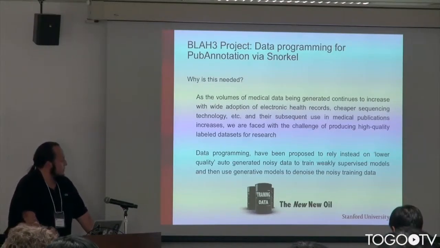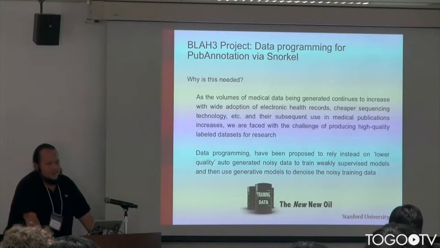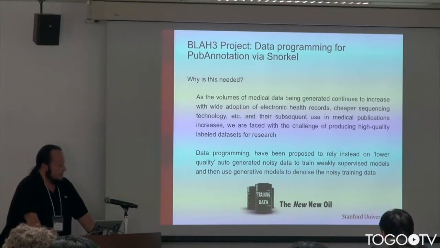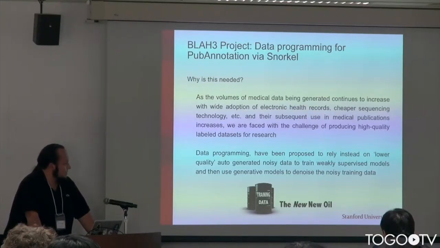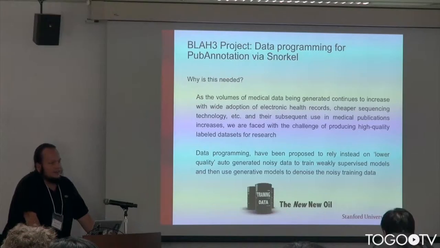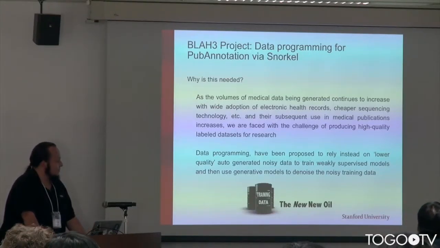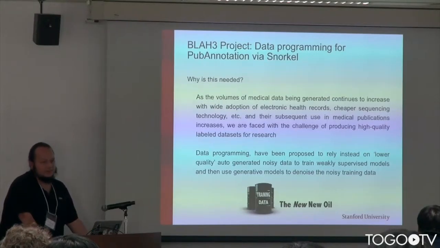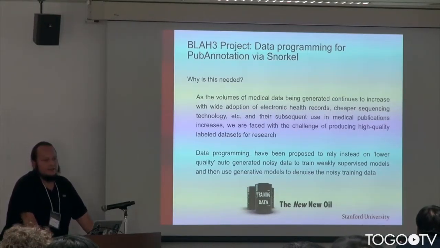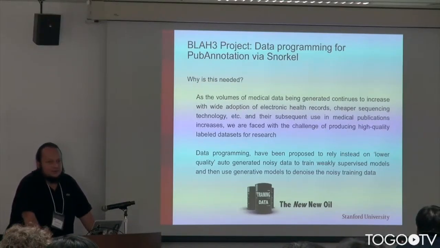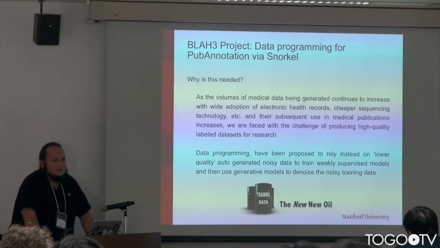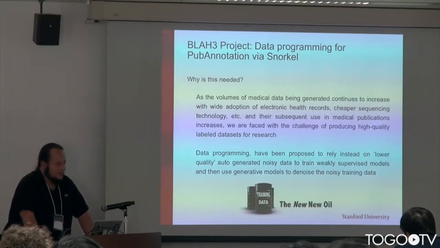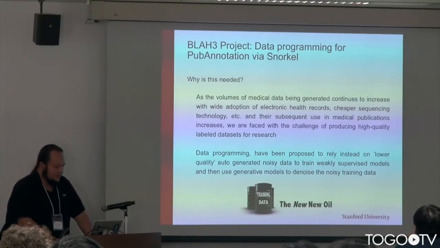Well, this data programming approach has been proposed to rely, instead of gold standards, on lower quality auto-generated noisy labels for data. So we can then train weakly supervised models and use generative models to denoise this training data, and you will effectively end up with a sort of gold standard. Of course, it won't compare to something labeled by a human, but it will be close enough that if you have enough data, you'll be able to do okay with it. As that image says, training data is basically becoming the new oil. We have way too much data, and there's not a lot of labeled data. So this is one paradigm that tries to address that.